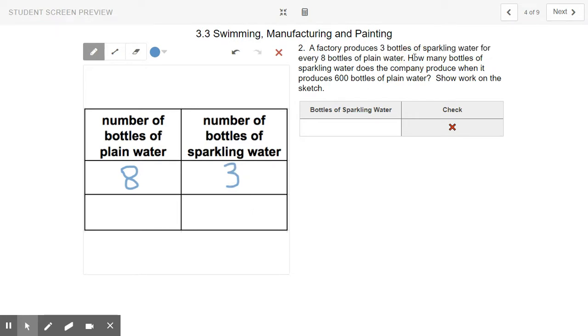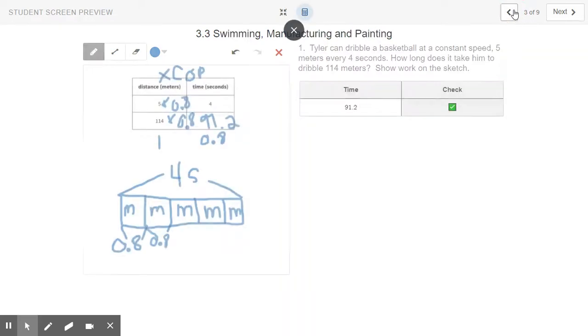Now, the question says how many bottles of sparkling water? So we're going to try to figure out this. We don't know the answer to this. How much sparkling water do they make when they make 600? Whoops, that's a 0. 600 bottles of plain water. So this is going to work out the exact same way as my previous problem did. We figured out what the COP was first, and then we used that COP to get the empty unknown value.